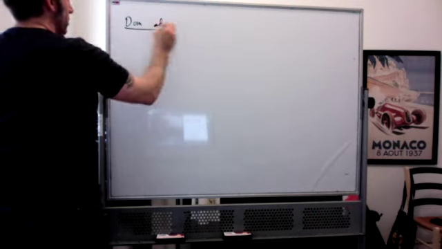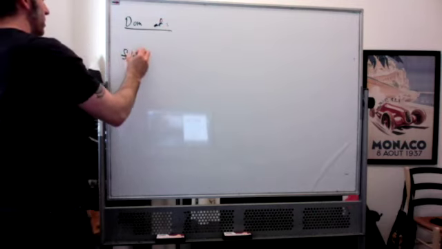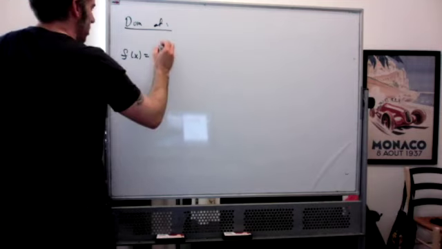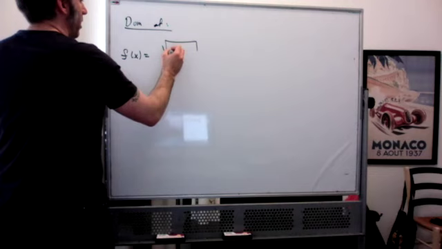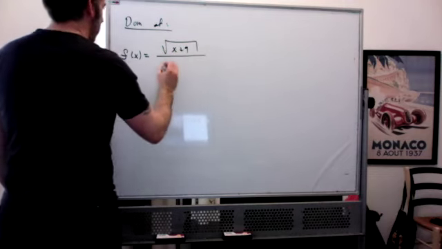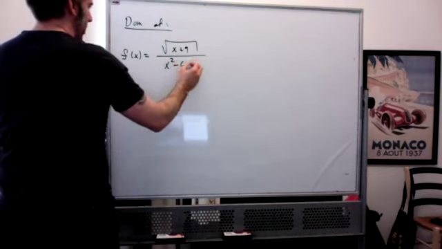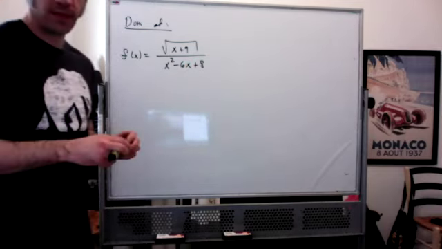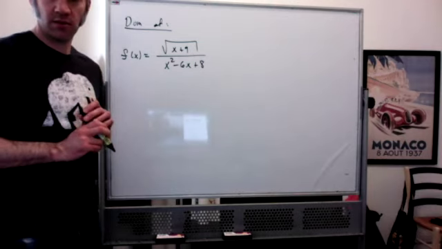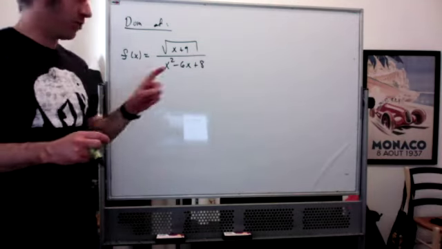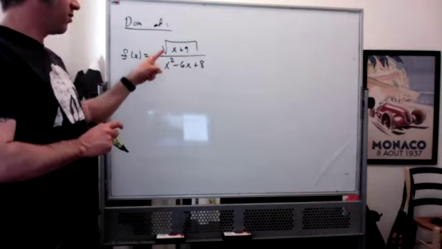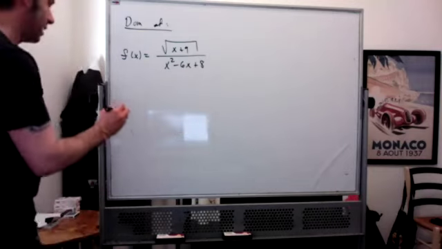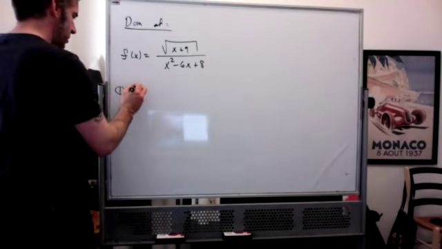of the following functions. Let's say f of x equal to, let's make it interesting, the square root of x plus 9 over x squared minus 6x plus 8. Okay, so we have a couple things to contend with here. We have to think about both where the denominator might be 0 and where the stuff inside the square root might be negative, right? Those are problems.